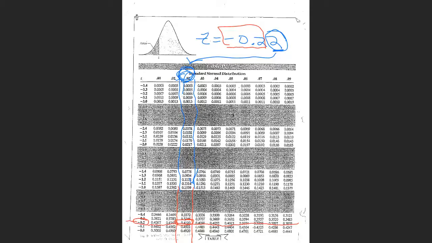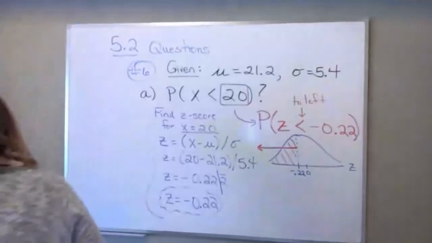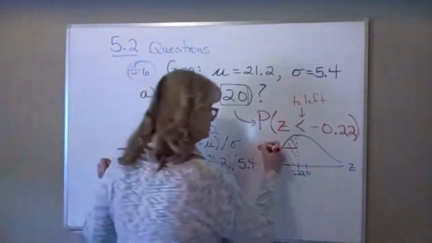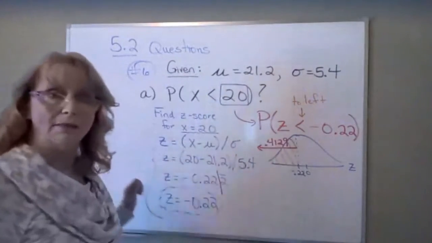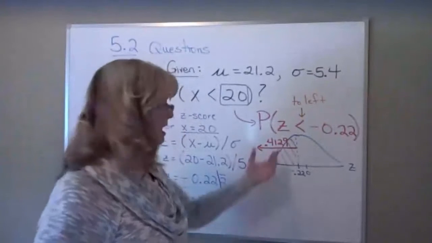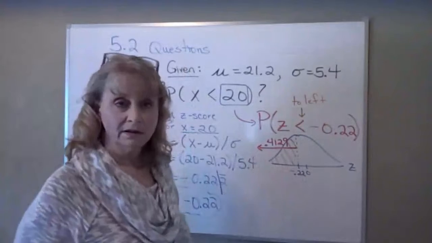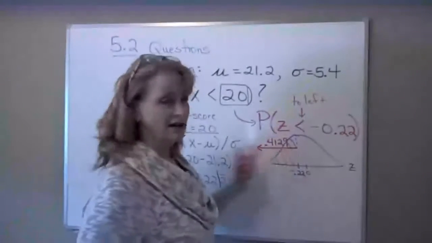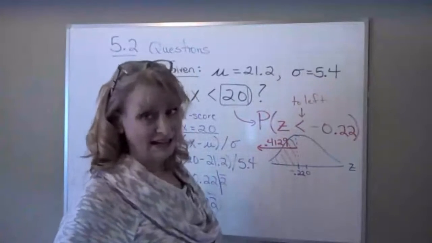So let me show you how I'm going to write that on my work and on my picture. So I got 0.4129. That's this area to the left. By writing it here on my picture, I'm indicating that I looked it up in a table, and that was the area to the left. On this part, since they're asking for the area to the left, and the table gave us the area to the left, then we don't really have any other work.